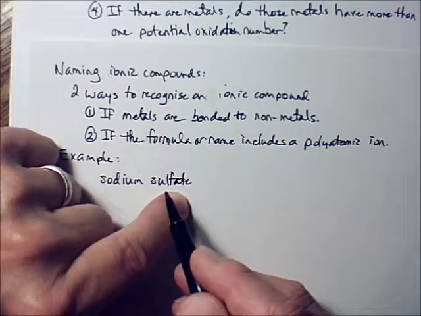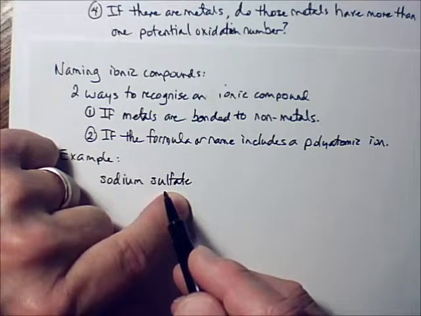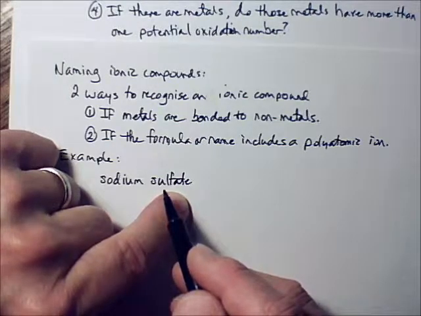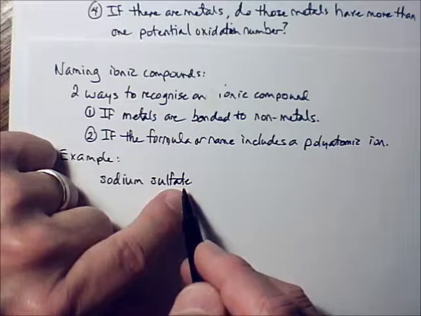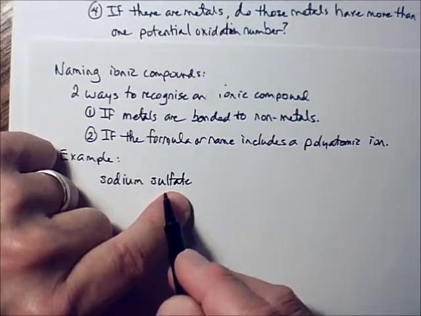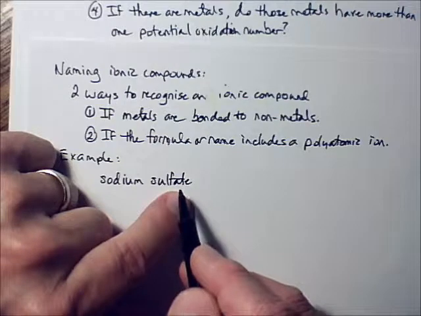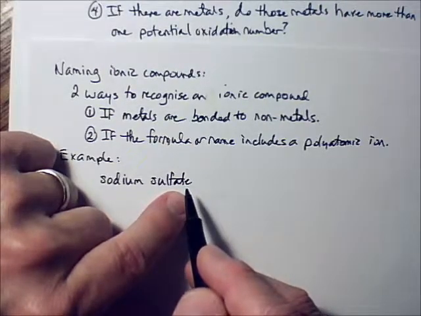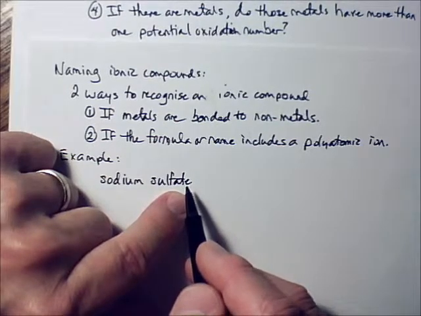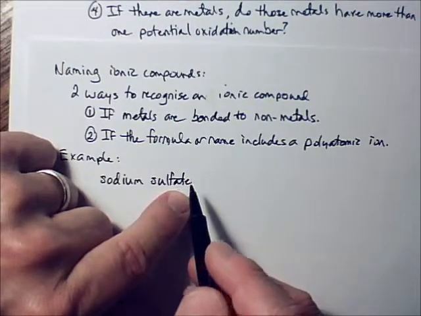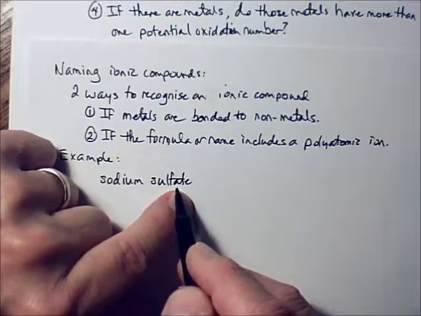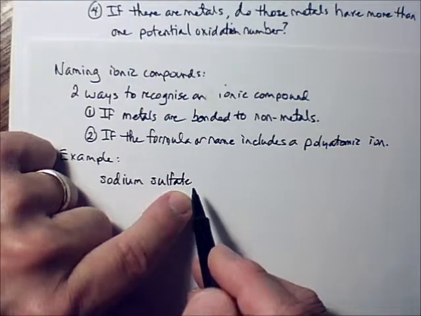-ate endings and -ite endings signal to you that you have a polyatomic anion, a negatively charged particle made of atoms covalently bonded together. Monoatomic anions have an -ide ending. Polyatomic ions, for the most part, have either an -ate or an -ite ending. Okay?